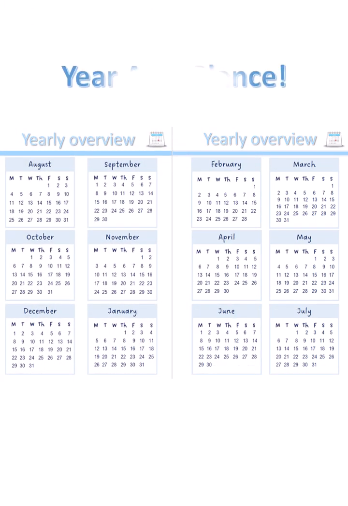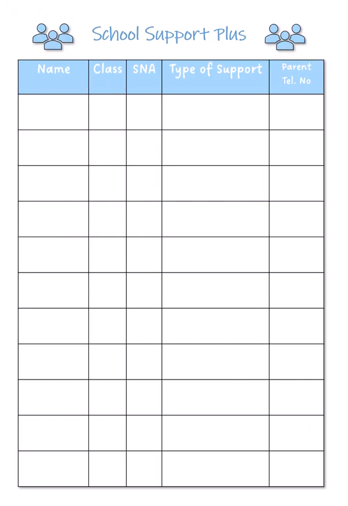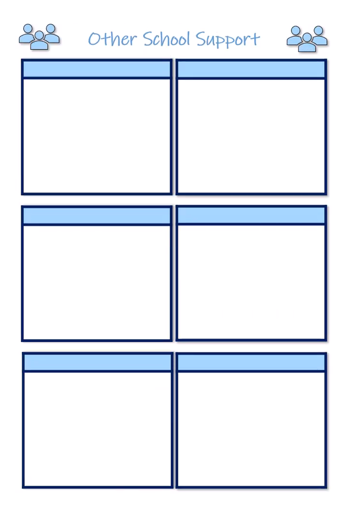You have your yearly overview and your year at a glance here as well, which you can mark your important dates on. In the caseload section, you have a section for school support plus to maybe put an initial and the children that you're working with. And then also we have other school support. So you might use a post-it because this is quite interchangeable for children that you work with for movement breaks, checking medication, etc. So you can record that right here.